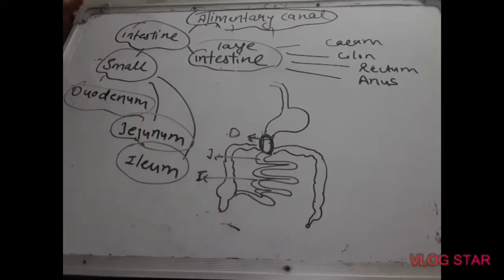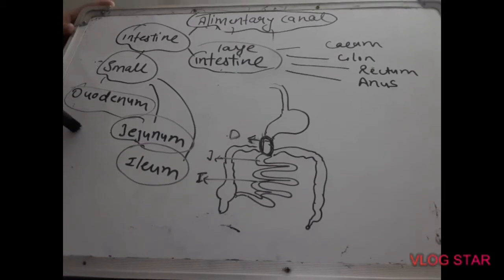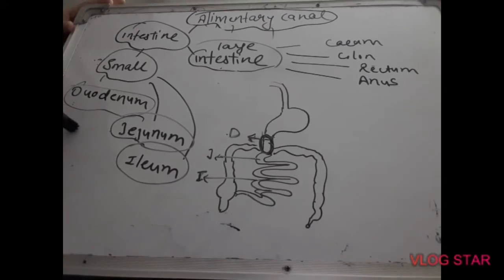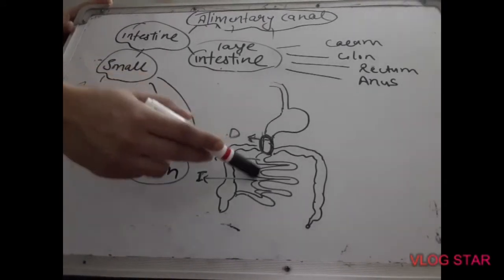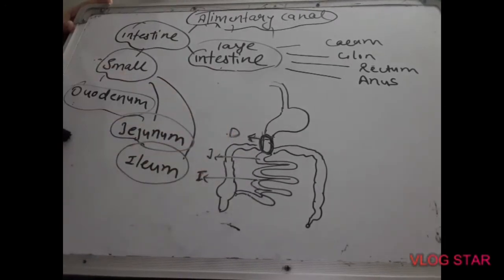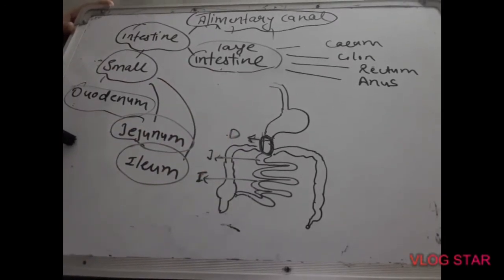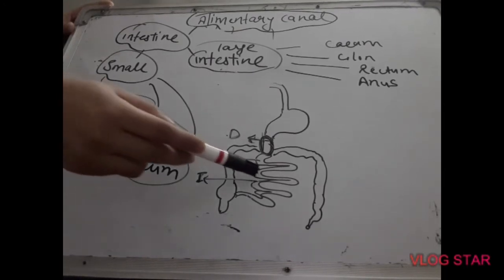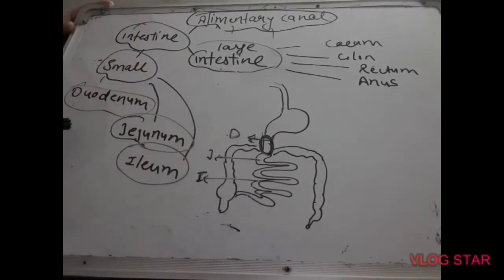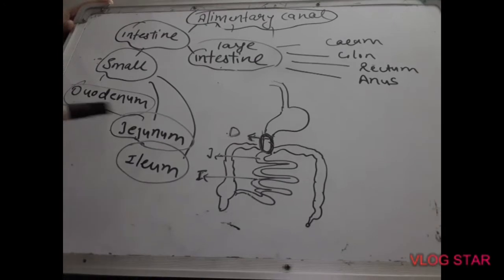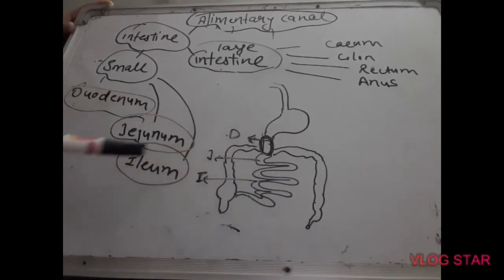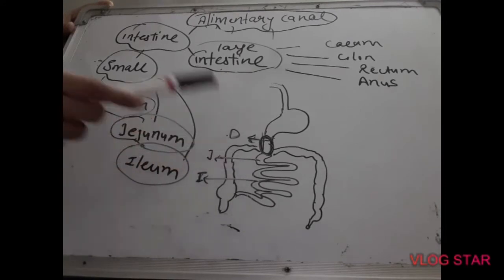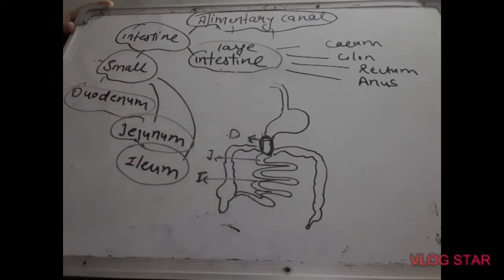What is the function of the small intestine? The small intestine helps in complete digestion of the food. All the food nutrients, proteins, fats and carbohydrates, undergo complete digestion inside the small intestine, all these three parts. So this is the first and foremost function. Another function is that after the digestion of the food, it also helps in absorption. All the digested nutrients from the small intestine are absorbed into the blood.